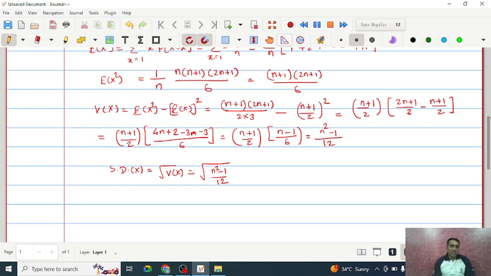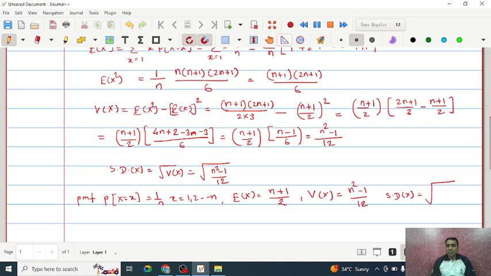So in this lecture we have studied first the PMF of this distribution, discrete uniform distribution, that is probability of x equal to x is 1 by n, x takes values 1, 2 up to n. Then we calculated the mean of this distribution, that we get as n plus 1 by 2. Then we calculated the variance of this distribution, that we get as n square minus 1 by 12. And then lastly we calculated the standard deviation of this distribution, that is under root of n square minus 1 by 12. So these are the 5 important terms we have studied about this distribution.